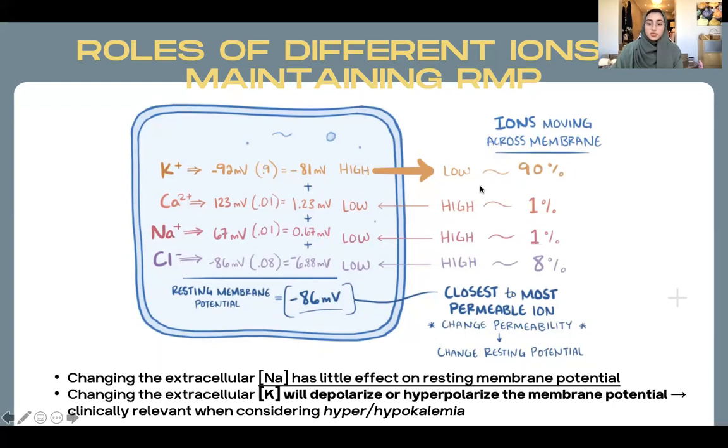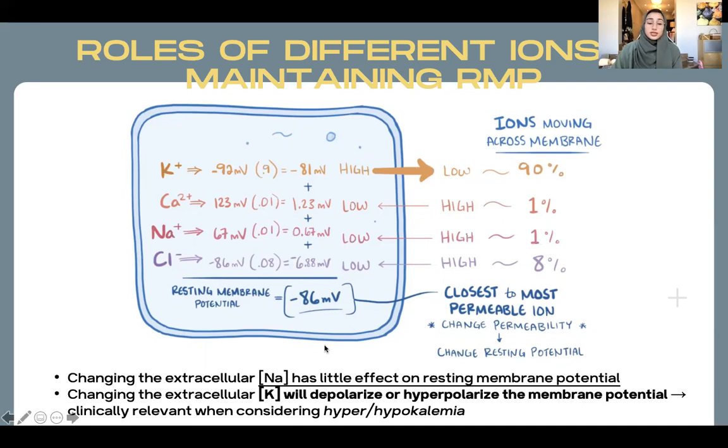Potassium is going to contribute the most to the equilibrium potential. Then in order, potassium, then chloride, and then sodium and calcium are going to contribute the least. Okay, so the resting membrane potential is closest to the ion that is most permeable in the cell membrane. Okay, and so changing its permeability is going to change its resting potential.